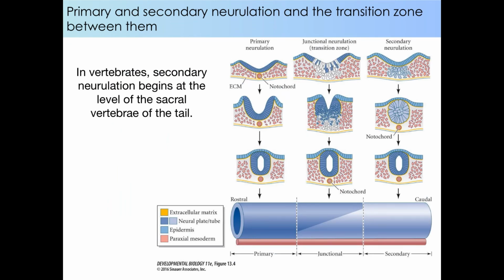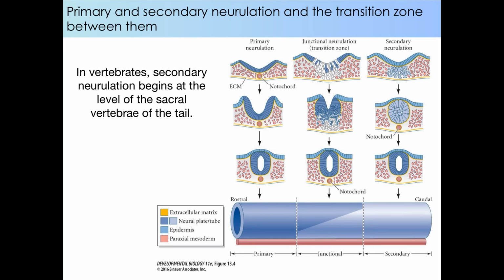Different mechanisms of neurulation are utilized along the anterior-posterior, which is also known as the rostral-caudal axis of the body. And there are also variations that are specific to certain organisms. But in general, the more anterior portion of the neural tube is going to form through a process that's known as primary neurulation.